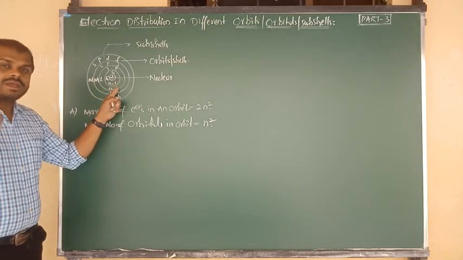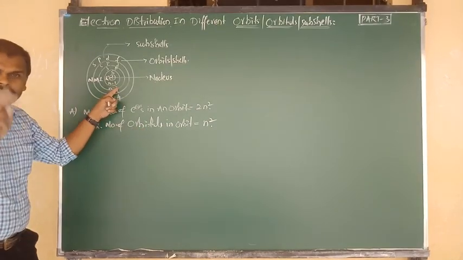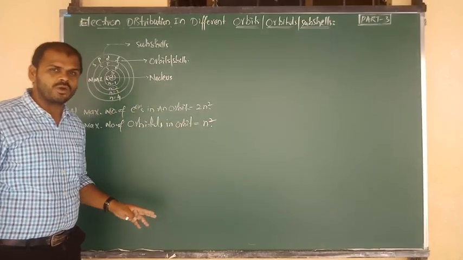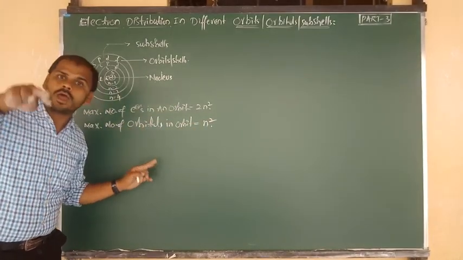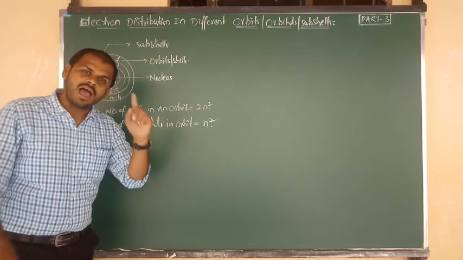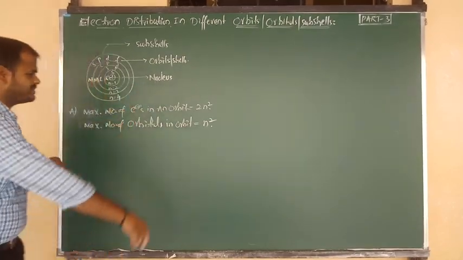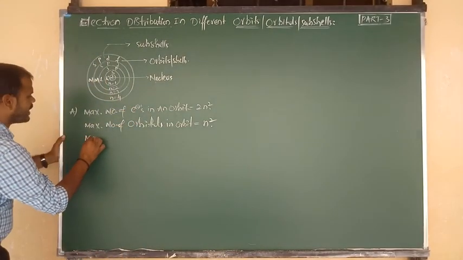Suppose the second orbit, n equals 2. Orbit number is 2. How many orbitals does it contain? n square, so 2 square is nothing but 4. So the second orbit contains 4 orbitals. What are the 4 orbitals? I am going to show you. Wait for that.